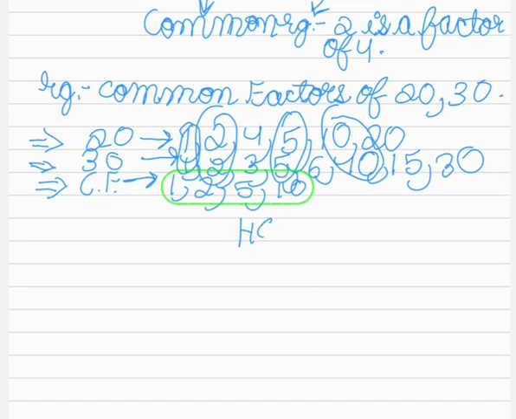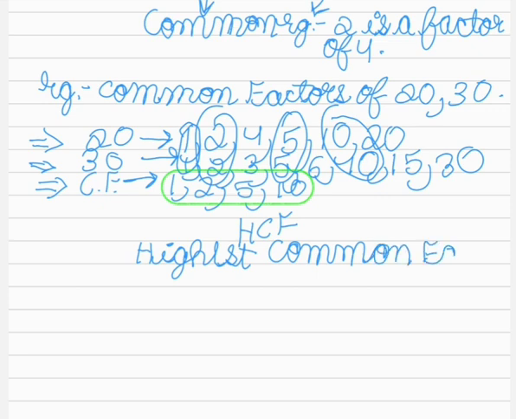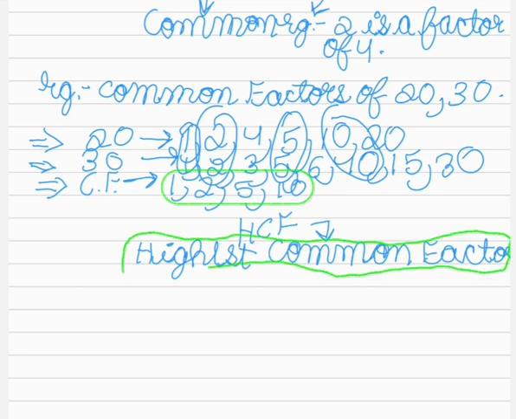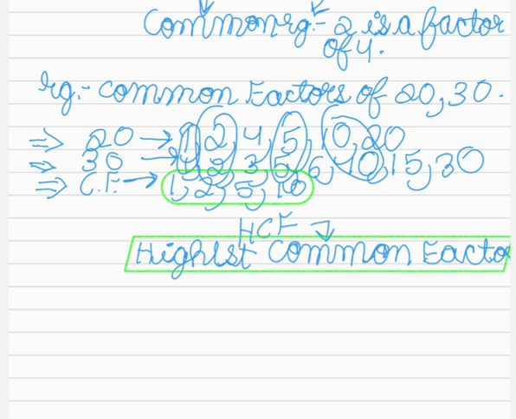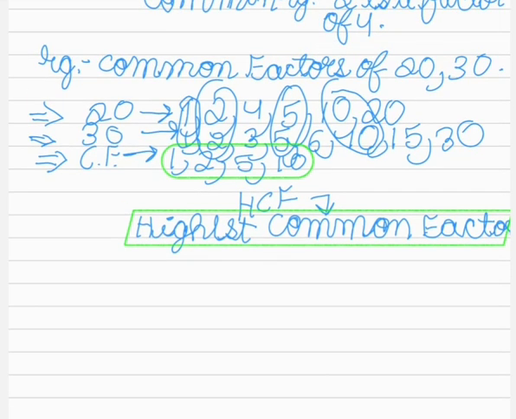Now let's move further to HCF. Everybody knows what HCF is, but I will repeat it again. The full form of HCF is highest common factor. I taught you the common factor, and the highest common factor is known as the HCF. I will tell you how to find the HCF and LCM of numbers. It's very important, so take your notebook and write this down.